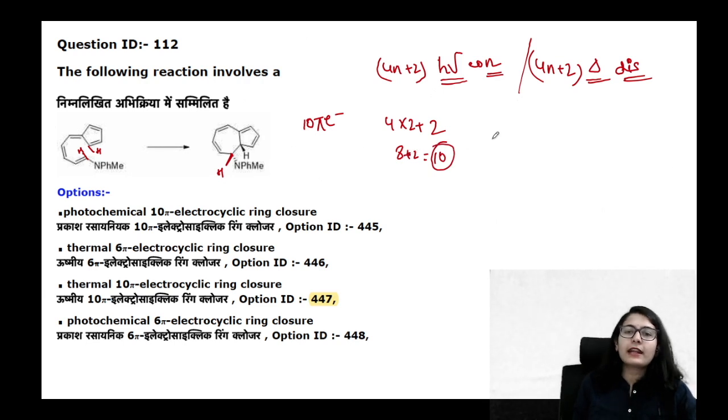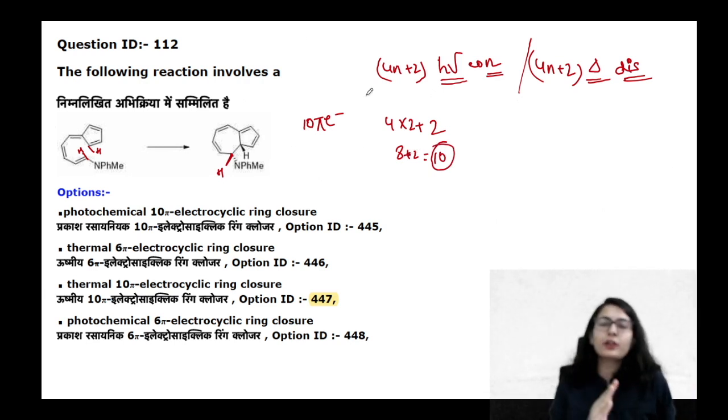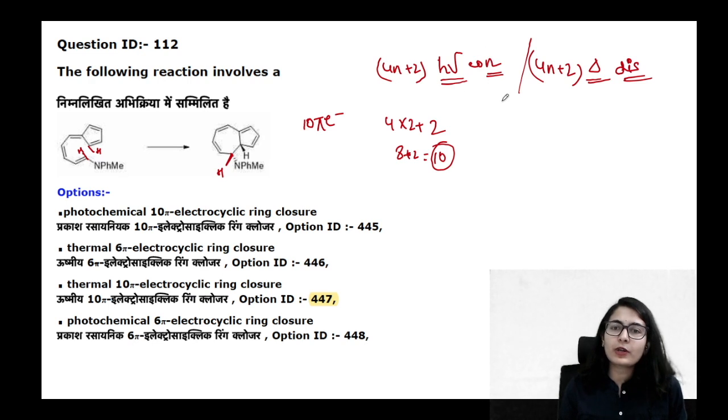Okay, right. So we are confirmed it is 4n plus 2. We just have to check conrotatory or disrotatory. So guys, when the hydrogens are opposite to each other, and if they are moving in the thermal condition, that is, these are opposite and we are doing the disrotatory motion, they are going to end up cis.